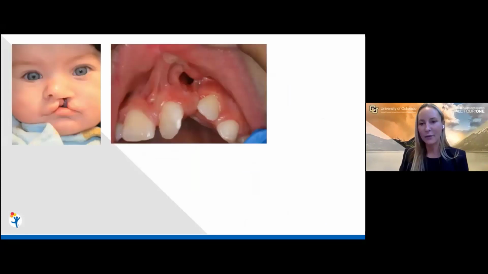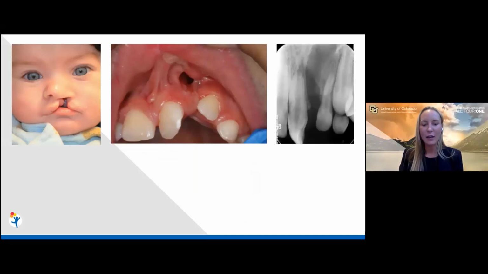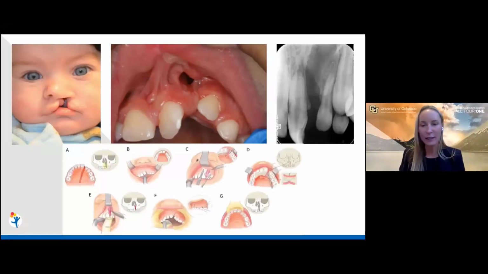In particular, a surgery called alveolar bone grafting, which is done usually when the child's about 7 or 8 years of age, when their dentoskeletal development is really particular. They're about to erupt their permanent teeth. Well, we need to go in then and put bone there so that they have space to grow, and then you can put kids in braces, and they have a much better functional and aesthetic outcome. So it's a relatively complex surgery, and it's very difficult to teach.